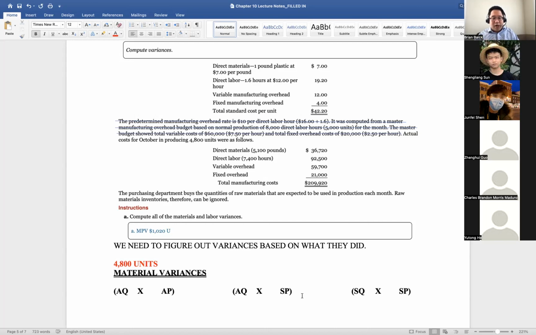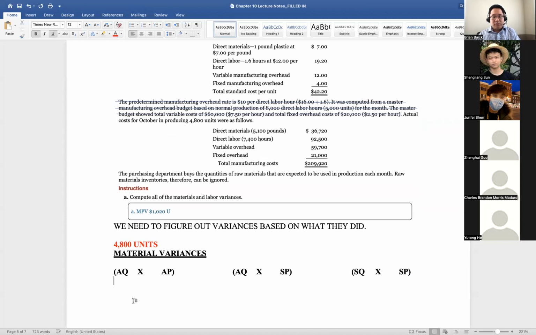Okay, so whenever you write out this formula here, the next thing you have to figure out is what are we trying to figure out the budget and actual for, right? In this case, it says normally we have 8,000 hours and normally we make 5,000 units, but actually they made 4,800 units. So what is the actual cost if you make 4,800 units? And what is the cost supposed to be if you make 4,800 units? Okay, anybody have questions on that? 4,800 units.